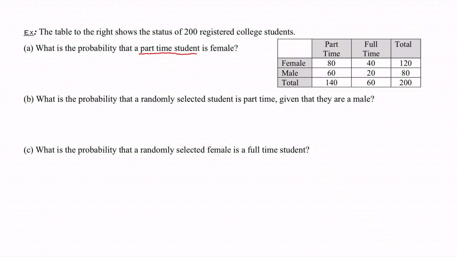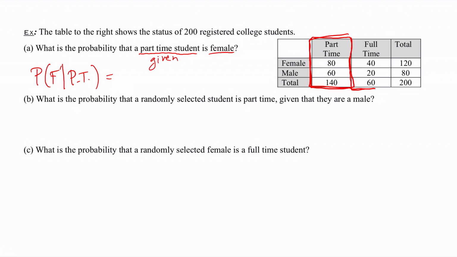What is the probability that a part-time student is female? So this will be our conditioning event, that the student is part-time. And then we're looking for what is the probability that they're female given, right? That'll be the part that's given that they're a part-time student. So we want to find what's the probability that they're female given that they're part-time.